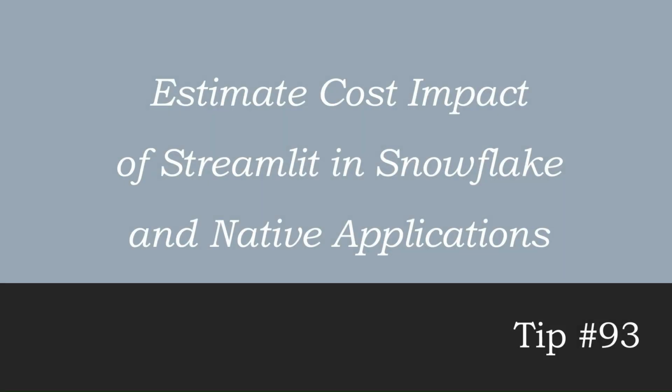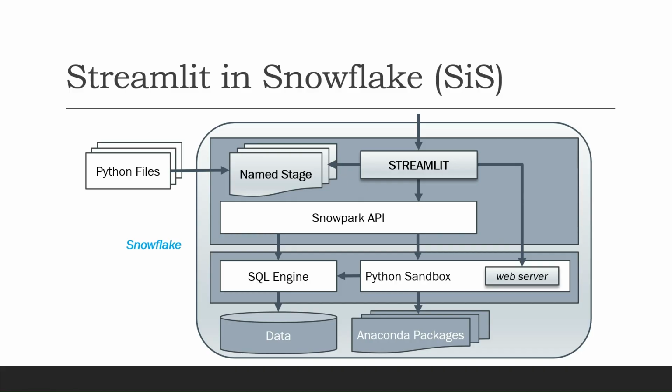Estimate cost impact of Streamlit in Snowflake and native applications. That's the architecture diagram of a Streamlit in Snowflake application, also known as SiS. So basically, everything is deployed in a Snowflake account. As you can see here, the Python files are uploaded into a named stage. This could be done transparently. And from the named stage, they will create a Streamlit object, which will later be deployed and executed in a Python sandbox as a web server.